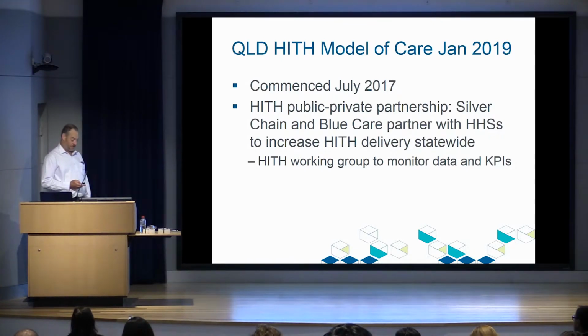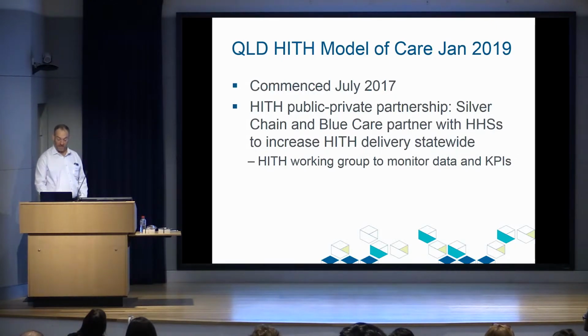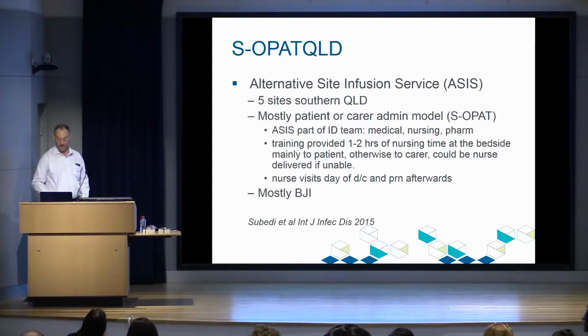There's also a public-private partnership with Silver Chain and Blue Care, partnering with the hospital health services to increase HIF delivery statewide. And certainly the Silver Chain arrangement is something that several of our large institutions in WA, including my own, have moved to: Silver Chain provision of nursing care rather than hospital-employed HIF nurses.